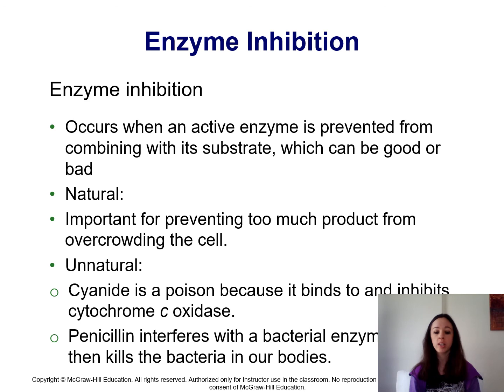For example, the poison cyanide will bind to and inhibit cytochrome C oxidase. And cytochrome C oxidase is involved in cellular respiration and makes ATP in the cell. So I'm sure you can see how this could be really bad for the cell. Antibiotics, like penicillin, will interfere with bacterial enzymes that will end up killing the bacteria in our cell, therefore limiting the infection in our body.